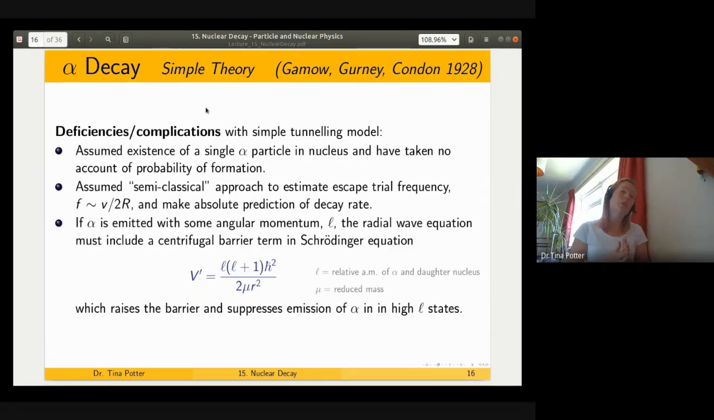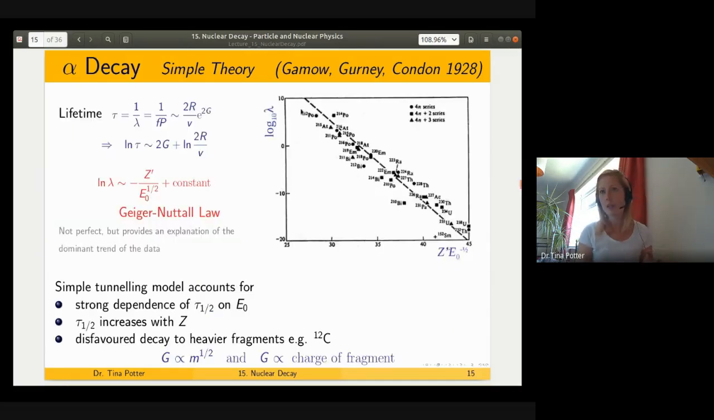Now, this is a simple model. It has its deficiencies, and of course, we could maybe add some complexity to our model to try and overcome this. So, as I said at the beginning, we have assumed that an alpha particle already exists inside that nucleus and not said anything on how that was actually formed or the probability of its formation as well. So things like that might affect the decay, the lifetimes or the decay rates here of these particles, moving them off that simple line that we came up with here with the Geiger-Nuttall law.